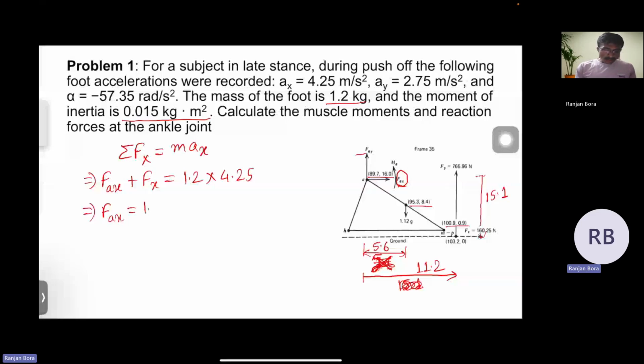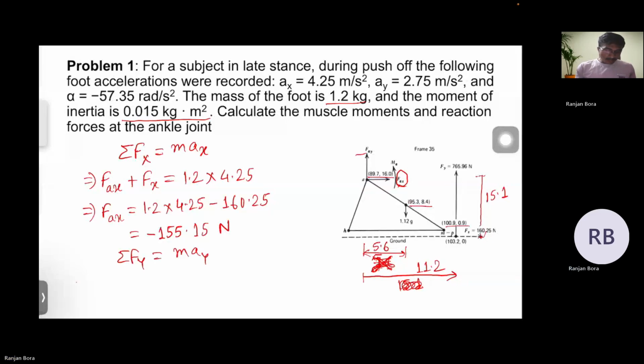Now we'll find out the y component of the reaction force using summation Fy equal to m a y. In the y direction, this Fay is acting vertically upward. That's why I've written it plus. Then plus Fy and the weight of the foot, which is minus 1.12 into 9.8, equal to m into ay. M is 1.2 into ay. Ay is given 2.75.